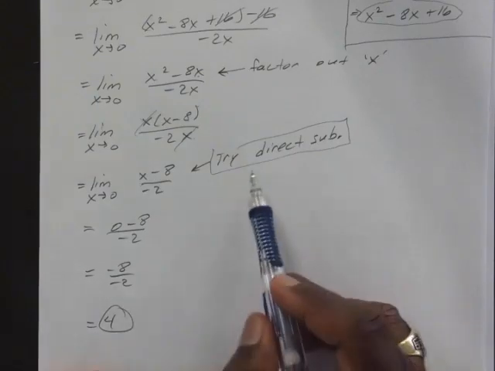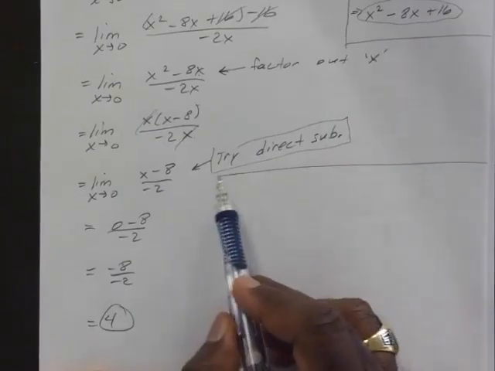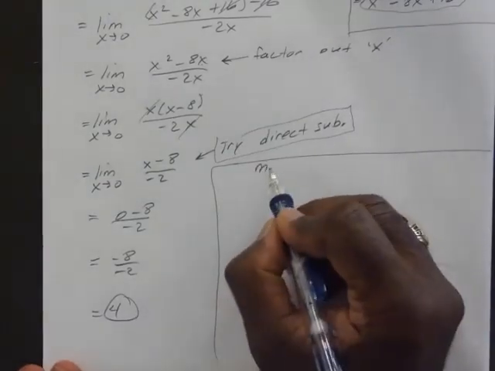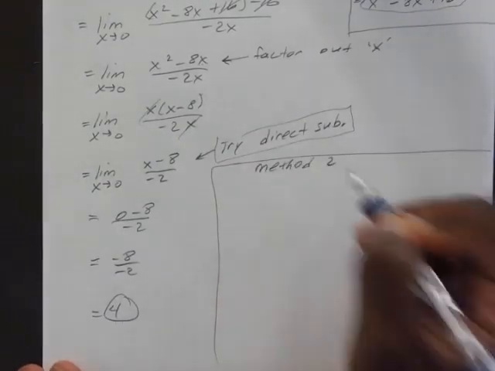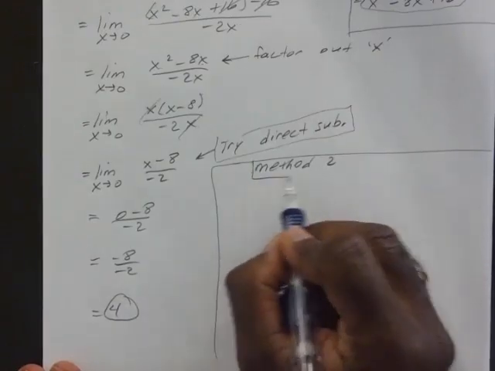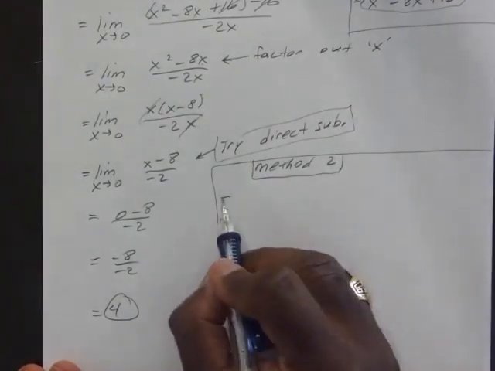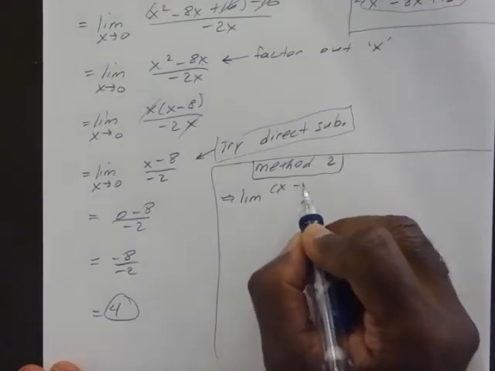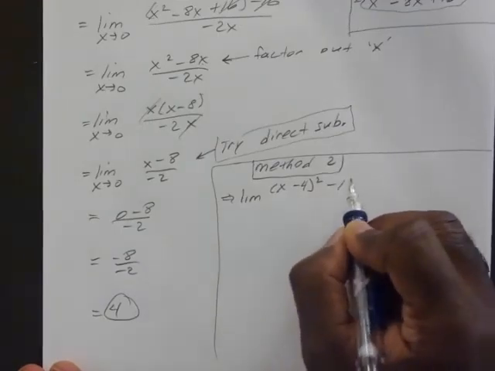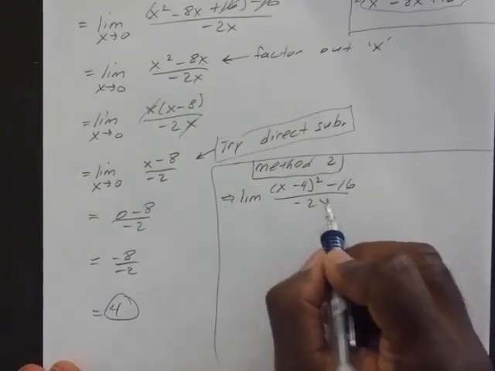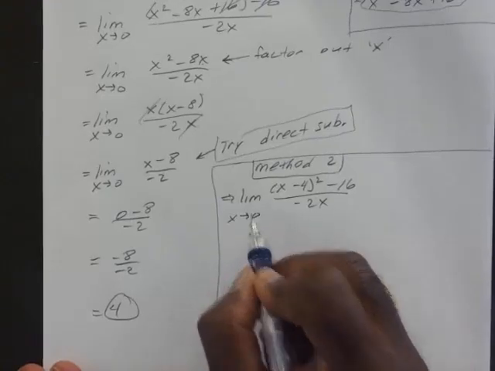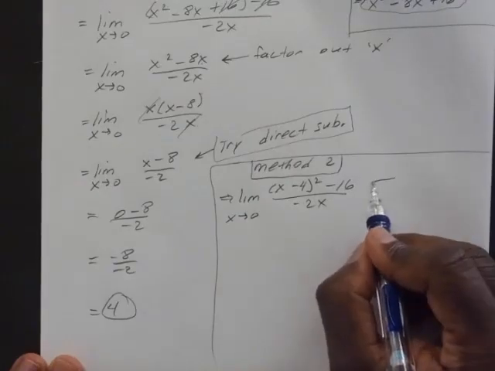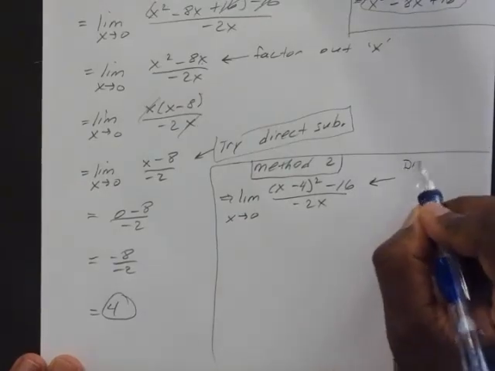Okay. Now the second method, I'm just going to put it right here. It should all fit there. If we look at the limit of (x minus 4) squared minus 16, divided by -2x as x approaches 0, we can see that the numerator is a difference of squares.